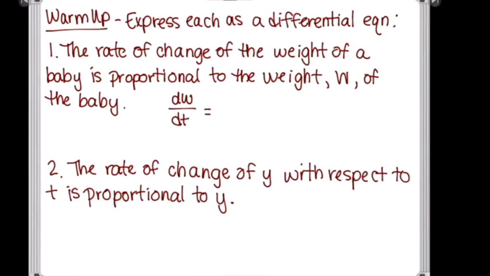So dw/dt is equal to some constant k times w. Yes? Okay. The rate of change of y with respect to t is proportional to y. So dy/dt is equal to k times y.